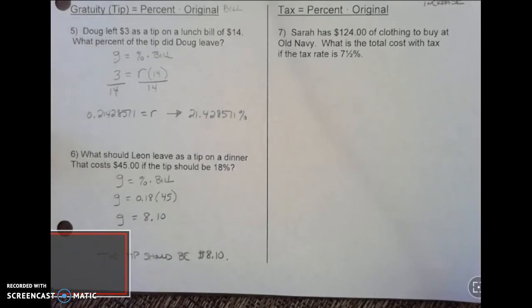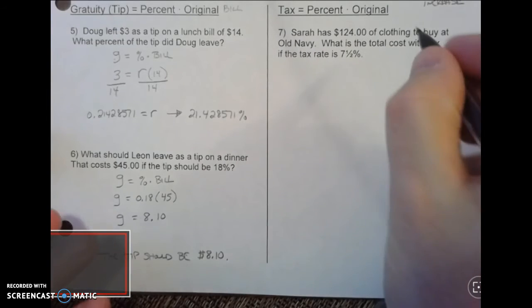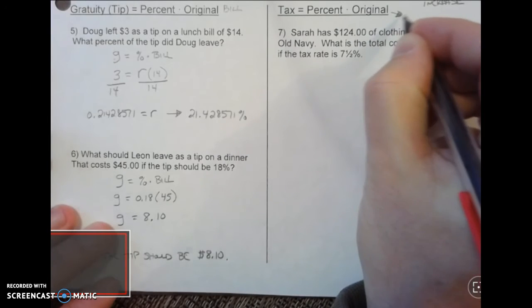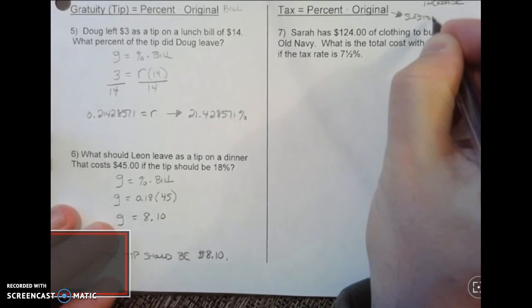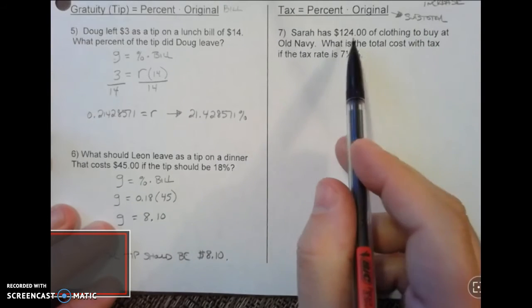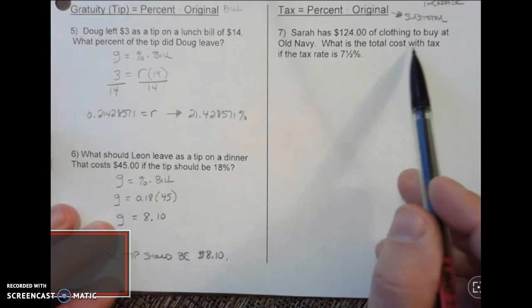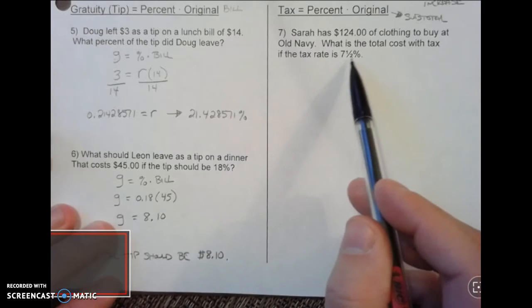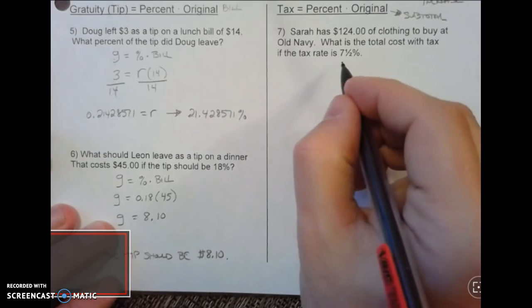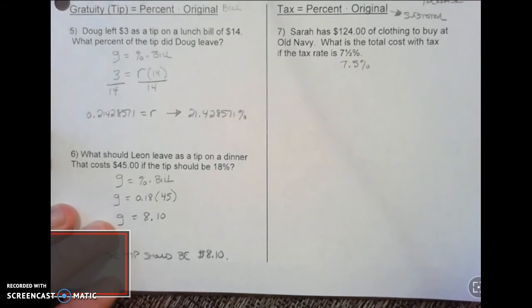With our tax example, the equation is tax equals the rate times the original. In this case, the original we call the subtotal. The amount before tax is called the subtotal. And so we see here that Sarah has $124 of clothing to buy at Old Navy, and it asks what the total cost is with tax if the tax rate is 7.5%. Remember that 7.5% is the same as 7 5/10%. Which is going to be useful when we are converting a little bit later on.